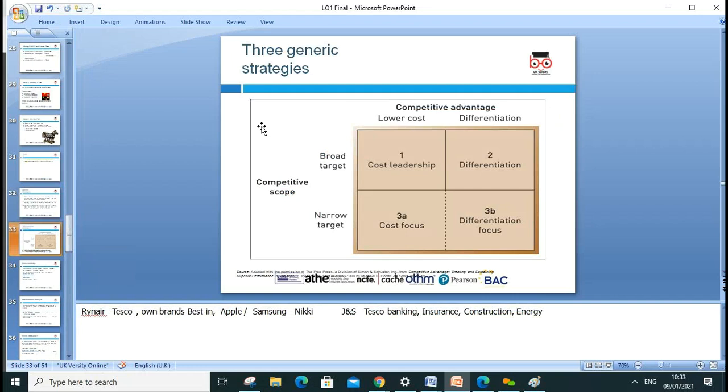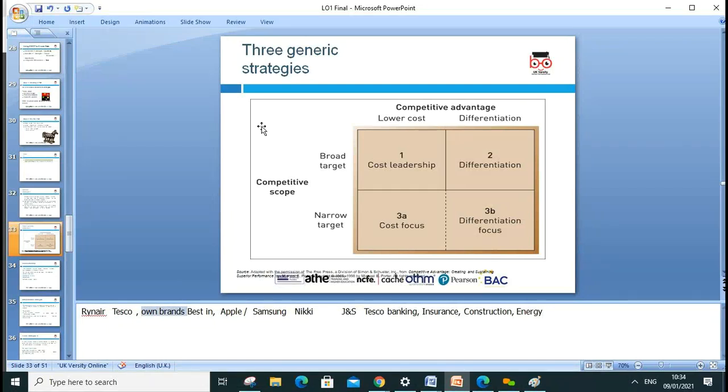So Porter's generic strategies: we have cost leadership. Cost leadership means every area. Think about Ryanair as cost leadership. In every area they want to reduce the cost. Like Lidl and Aldi, which are cost leadership. Another is cost focus. Cost focus is narrow. You are not the cost leader in every area, but you want some products cheaper, like Tesco's own brand. Yes, that's cost focus.